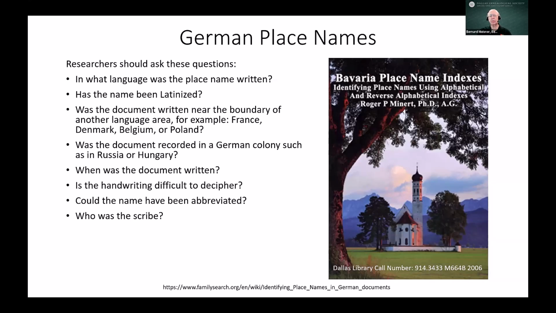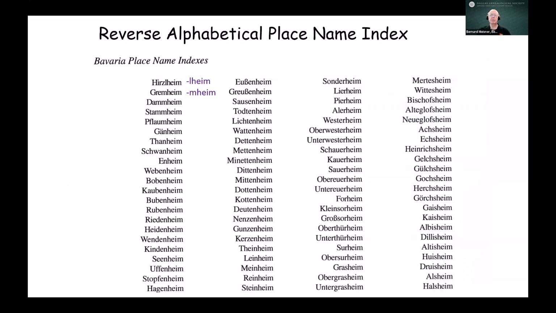When was it written? Why was it written? Can you read the handwriting? Could it have been abbreviated? And if you can't read the whole writing, that's where these books come in. Meinhardt's done them from a number of places. It uses alphabetical and reverse alphabetical indices. So maybe you can only figure out the last half of the name. Well, then you go to the reverse index.